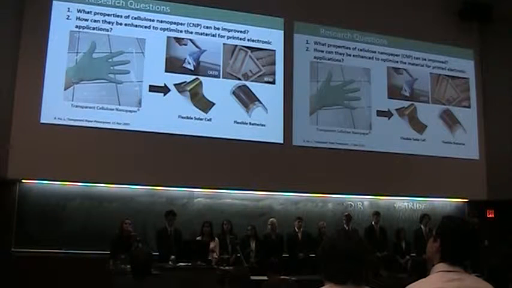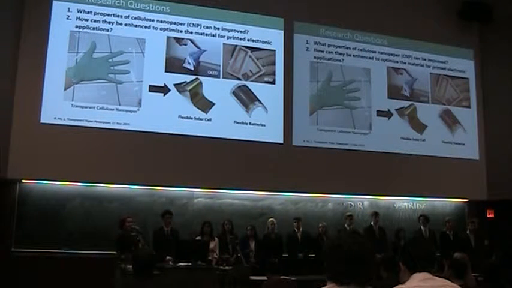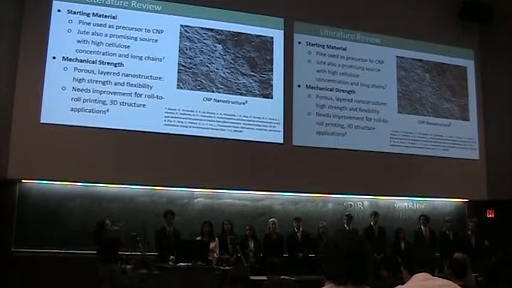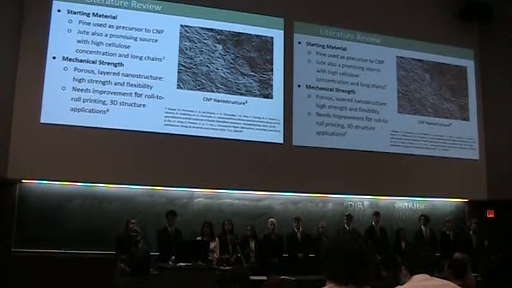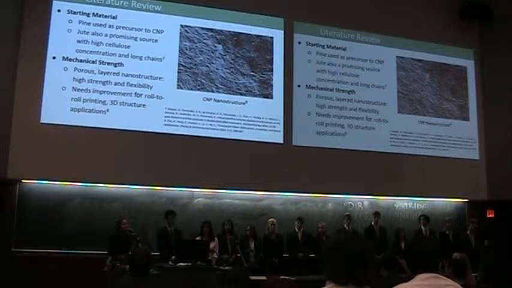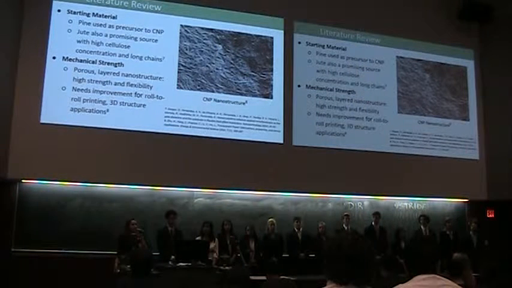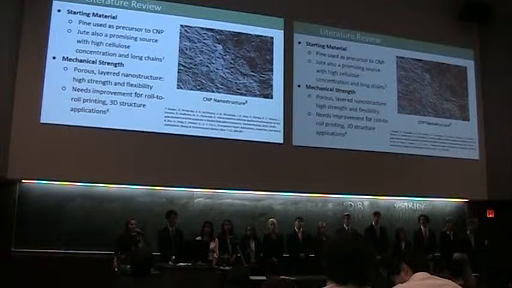So this brings us to our research questions. What properties of CNP can be improved? And how can we enhance them to optimize the material for various printed electronic applications, such as flexible solar cells and batteries? So now I'll give you a brief overview of how we identified these areas of improvement. Upon conducting a literature review, we found that the traditional starting material for CNP is softwood pine. However, there are other materials out there, such as jute, that may be an even better candidate.